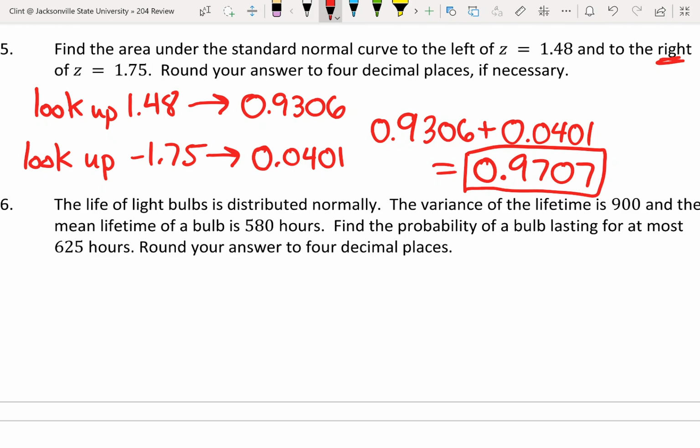Questions on finding any of those areas? Yes, our tables only give us area to the left. That's right, yeah. So that's why if we want the area to the right, we can look up the opposite and use the symmetry. That is correct. Others?